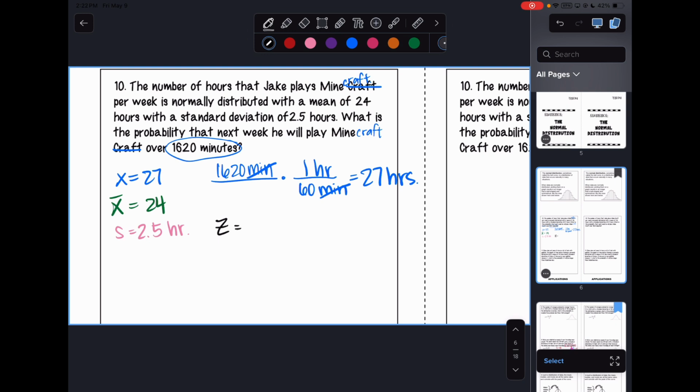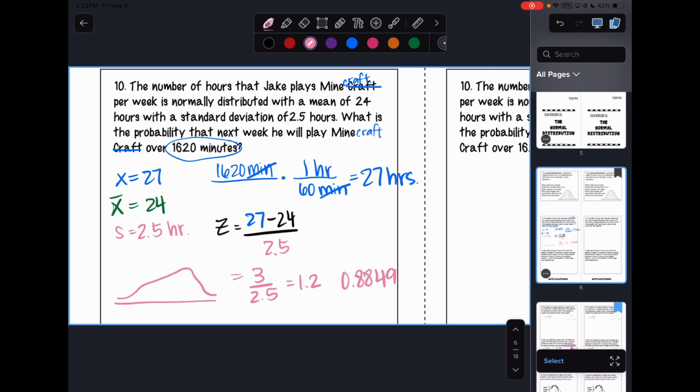Z equals. What should be in the numerator? I'd like 1 minute, guys. What should be in the numerator? 27. Yay, 27 minus 24 divided by 2.5, which is 3 over 2.5, which is 1.2. Look for 1.2 on your normal distribution cumulative table. 1.2, 0.8849.